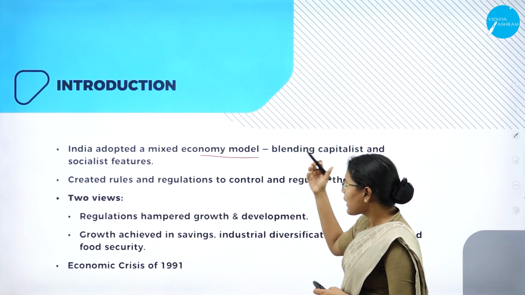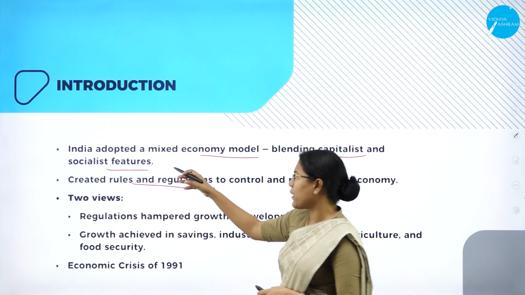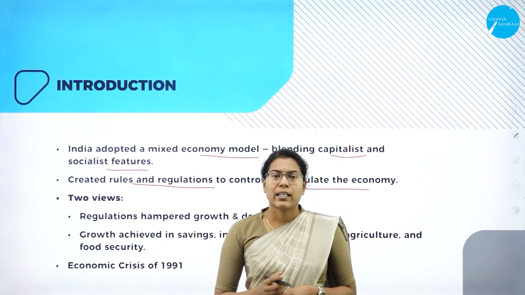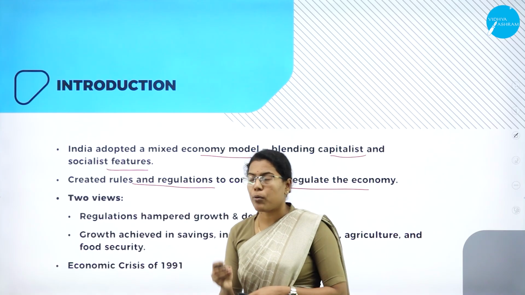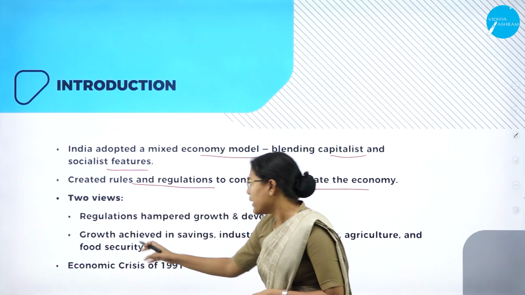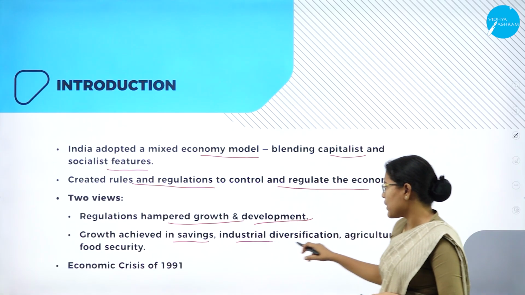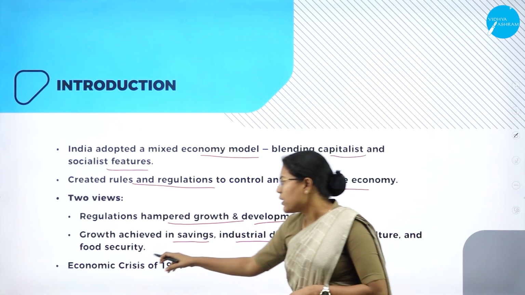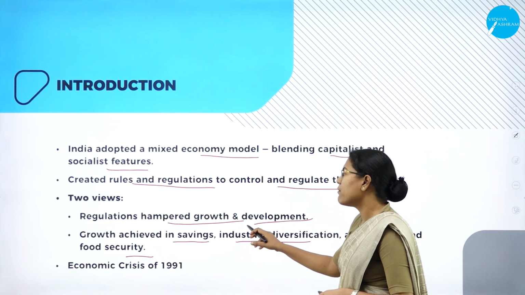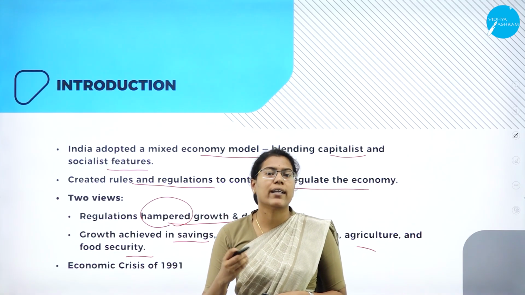As we all know, it consists of both capitalistic and socialistic features, and it created various rules and regulations from 1950 to 1990 in order to control and regulate the economy. It made the decision of following the mixed economic system with two views. One is, after this they have put the rules and regulations. Those regulations have achieved growth in savings, industrial diversification, agriculture and food security. But these regulations and rules did not contribute to the growth and development of the country. Rather, they created a disturbance and hindrance for the overall growth and development.